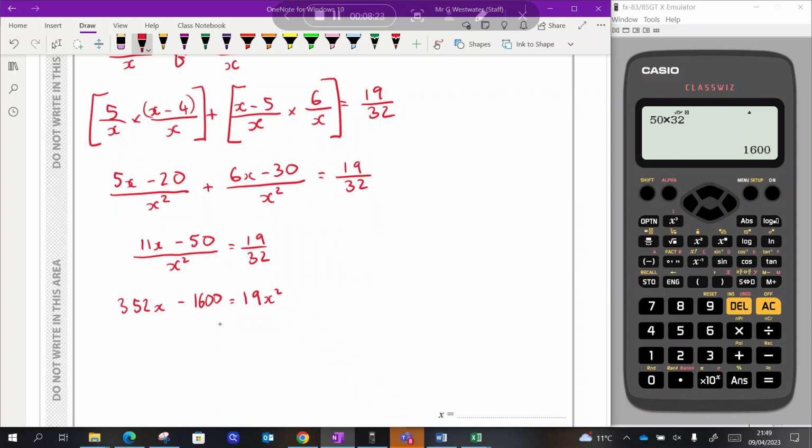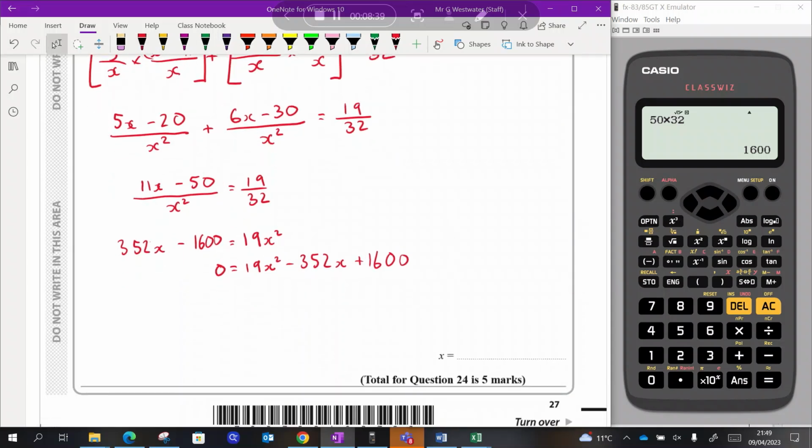Okay. Now, 19 being prime, I'm not 100% sure it is a factor of this, but I'm going to bring everything over to one side and say 0 equals 19x squared minus 352x plus 1600. And I'm not sure how this factorizes. In fact, I'm going to use the scapegoat a little bit, and I'm going to use the quadratic formula.